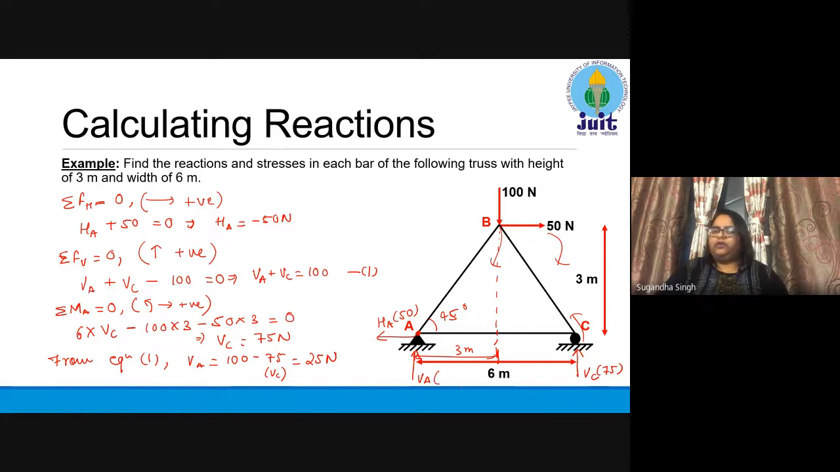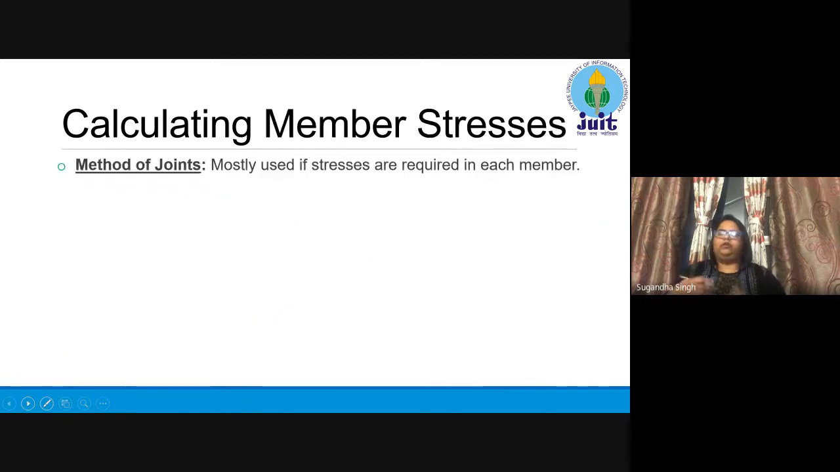So the assumed direction of VA is also correct. Now that we have found out the reactive forces, we have to find out the member stresses. There are two methods of doing that. The method of joints, which is the focus of this lecture.